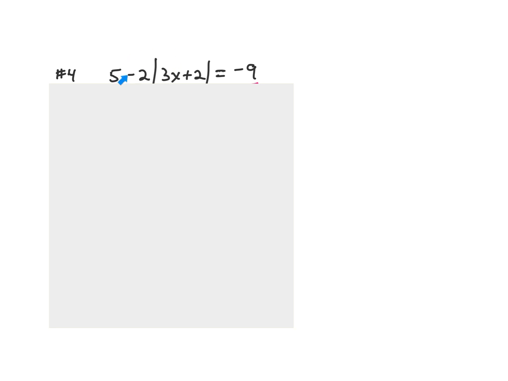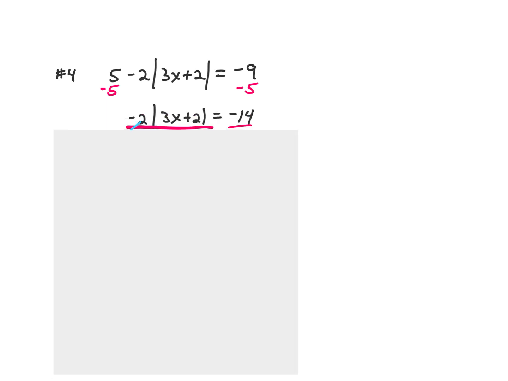But before we deal with that negative 2 times the absolute value, we're going to get rid of this 5 out here. This is kind of like a plus, or it is a plus 5. So the way you get rid of a plus 5 is to subtract 5 from both sides. That's the first thing we do, okay? When you do that, you will see that on the left side, it cancels. So we bring down our negative 2 times the absolute value of 3x plus 2. And then on the right, negative 9 minus 5 is negative 14, okay?